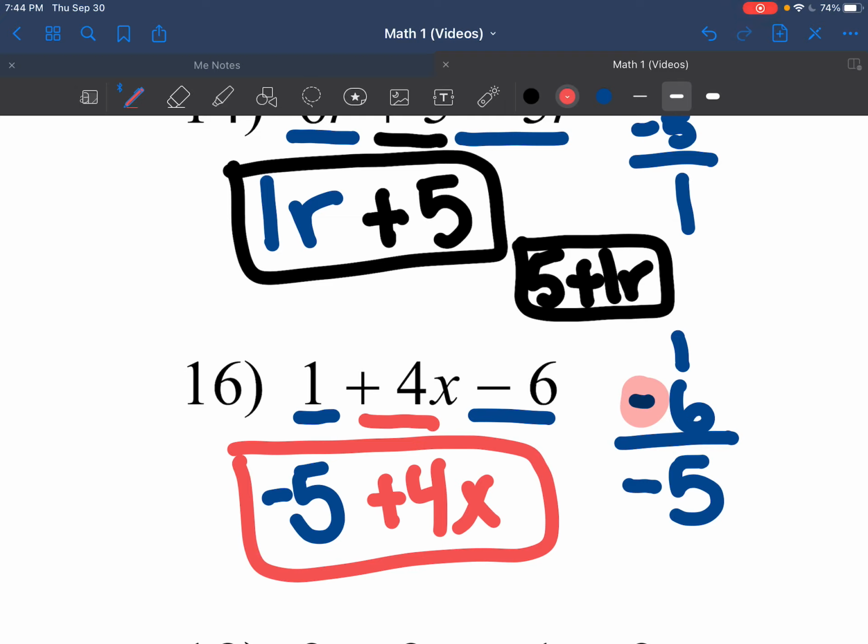So why don't you guys try 17 through 24 on your own, which is the rest of the problems for that section. Okay, so try 17 through 24 on your own. So pause the video, let's do that.